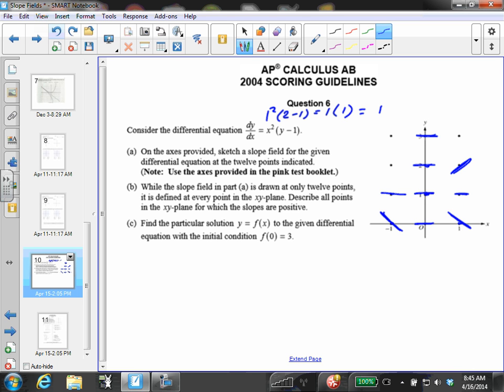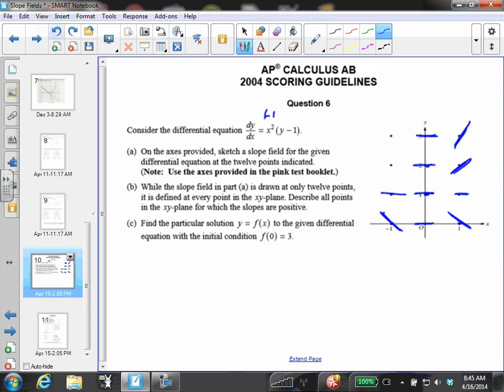If I go to the point 1, 3, then I'm plugging in a 1 for my x, so that's 1 squared, and 3 minus 1 is 2, so 1 times 2. So I'll need a slope of positive 2. So that one's going to be significantly steeper. Let me come over now to the point negative 1, 2.